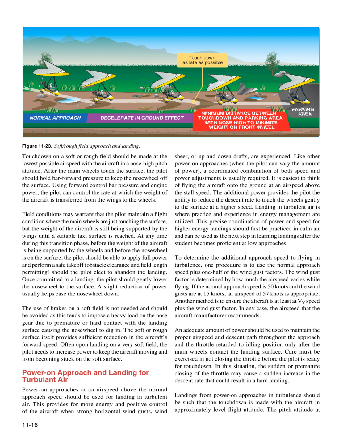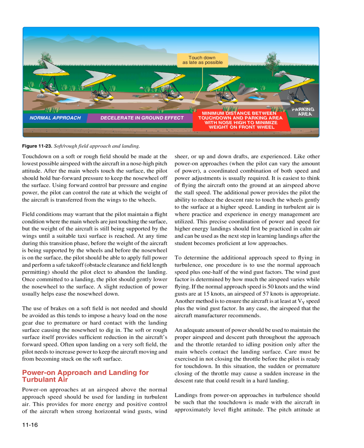It is easiest to think of flying the aircraft onto the ground at an airspeed above the stall speed. The additional power provides the pilot the ability to reduce the descent rate to touch the wheels gently to the surface at a higher speed. Landing in turbulent air is where practice and experience in energy management are utilized. This precise coordination of power and speed for higher energy landings should be practiced in calm air and can be used as the next step in learning landings after the student becomes proficient at low approaches.